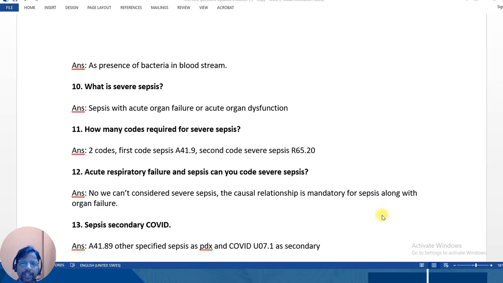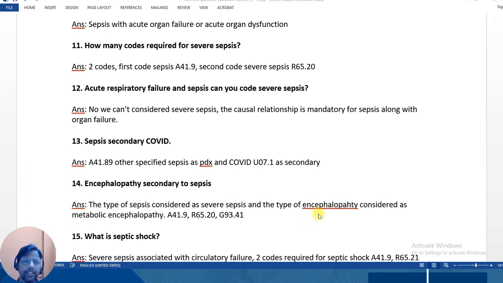How many codes are required to code severe sepsis? Whenever you want to code severe sepsis, we need to have two codes. The first code is for sepsis, A41.9, and the second code is for severe sepsis, R65.20.